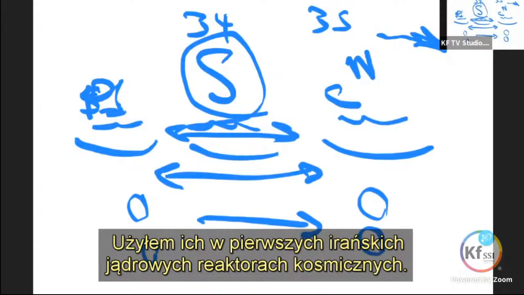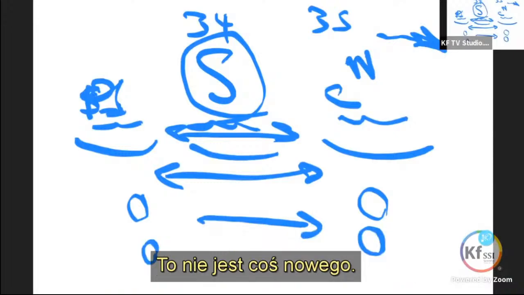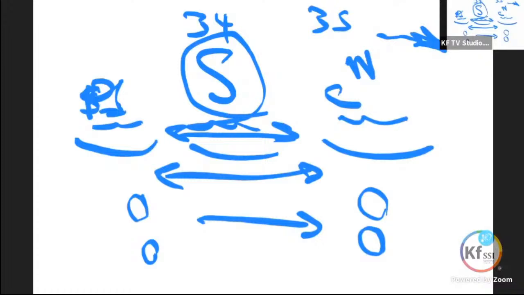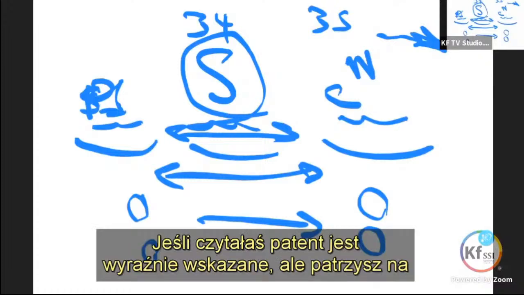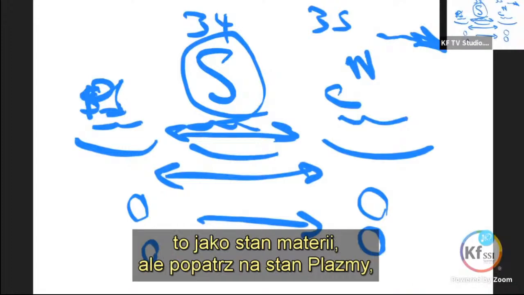I used them in the first Iranian nuclear space reactors. It's not something new. If you read in the pattern, it's clearly indicated, but you look at it as a matter state. But look at the plasma state, then you understand.